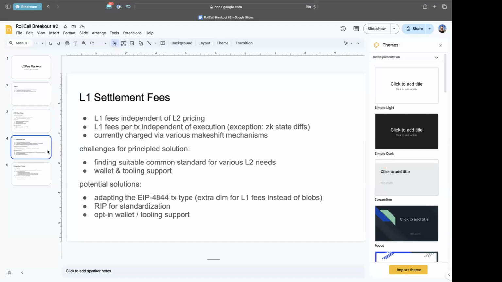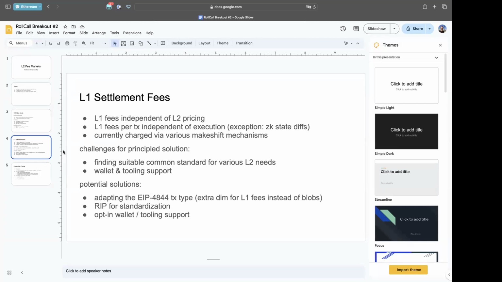So the second topic, L1 settlement fees. In a way, basically thinking about it as a very, very basic version of a two-dimensional fee market. Specifically because the level of L1 fees that you charge users is completely independent of the current congestion level of the L2.